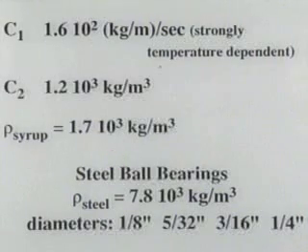These steel ball bearings have a density of about 7,800 kilograms per cubic meter. And I'm going to drop in that syrup 4 ball bearings, and they have diameters of 1/8 of an inch, 5/32, 3/16, and 1/4 of an inch.